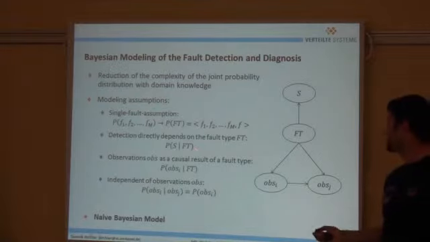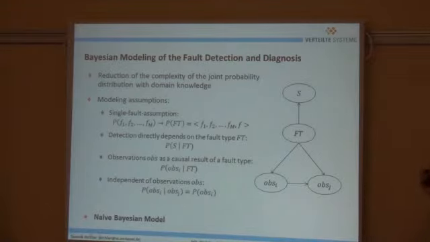The last two things are that the observations we see are direct causal results of the fault type, and that the observations are independent of each other. If we do that, we lose another dependency. And I think that this Bayesian network, that's what it's called, is much more efficient, much easier to calculate than the one before.